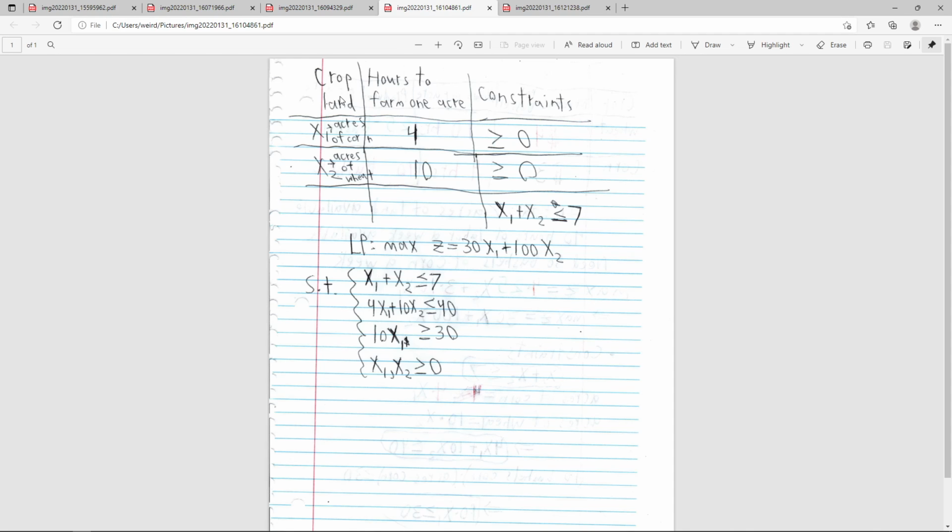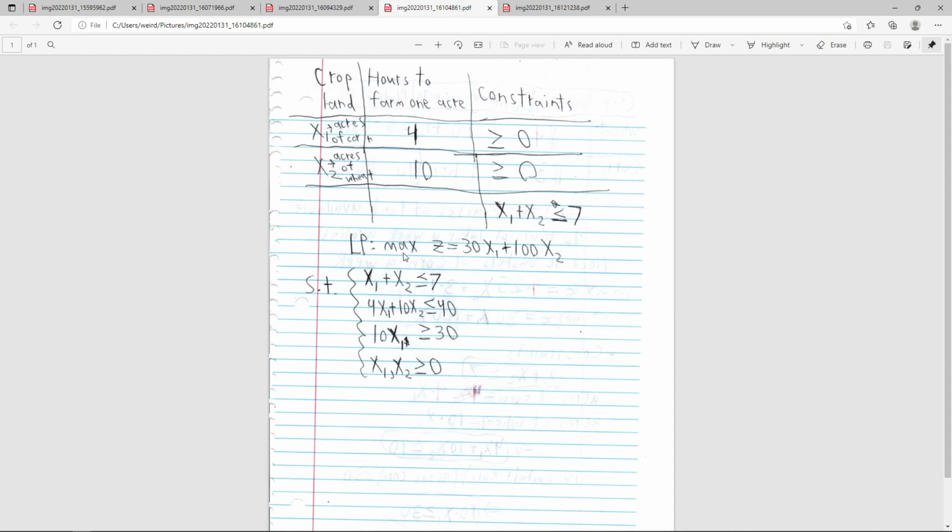So for cropland, hours to farm 1 acre, and constraints, we can write it again as a smaller table. So we have x1 acres of corn, x2 acres of wheat, hours to farm 1 acre, 4 and 10 from before. And these each have to be positive values, or greater than or equal to 0, so positive or 0. And x1 plus x2 less than or equal to 7. So our final LP is as such.